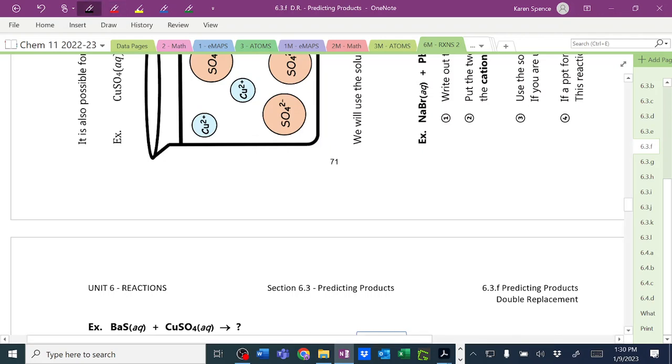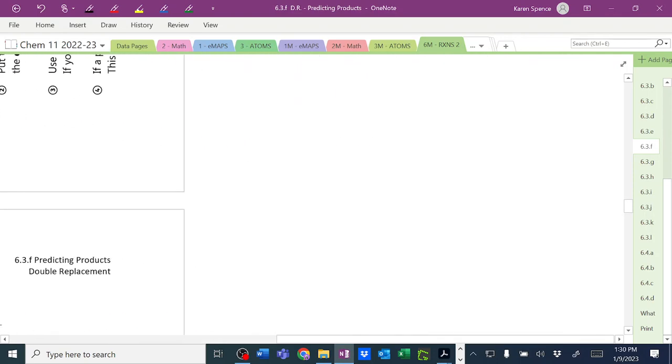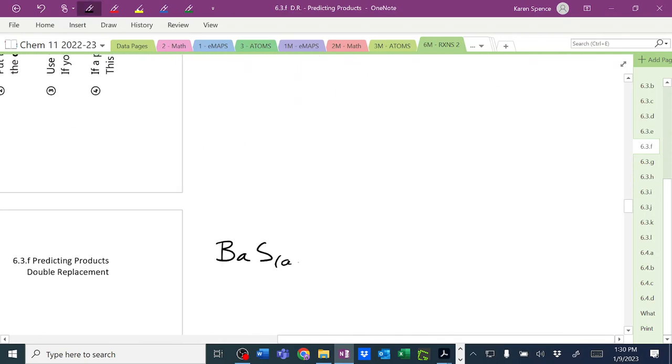I'm going to write this one up here. We have BaS plus CuSO4. Actually, I'll write it over here. BaS aqueous plus CuSO4 aqueous.